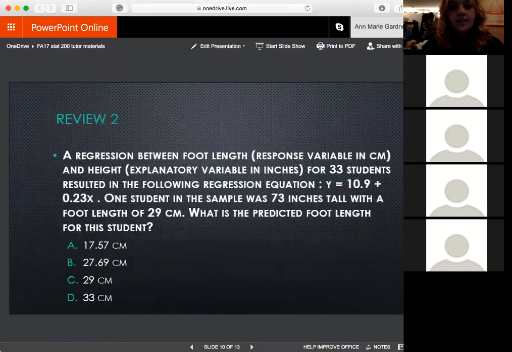All right, let's do this one. A regression between foot length and height for 33 students resulted in the following regression equation: y equals 10.9 plus 0.23x. One student in the sample was 73 inches tall with a foot length of 29 centimeters. What is the predicted foot length for this student? So try answering this one and then we will solve it together.